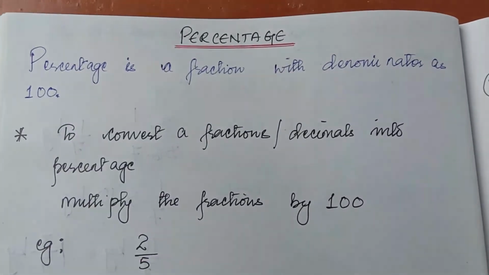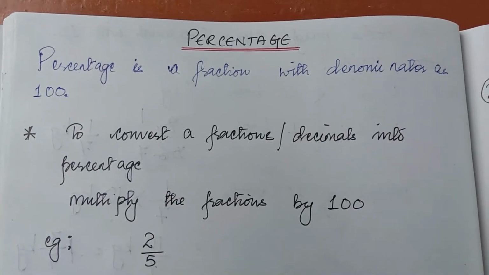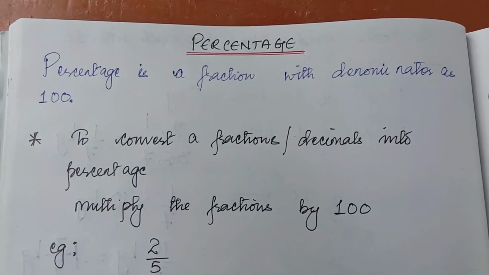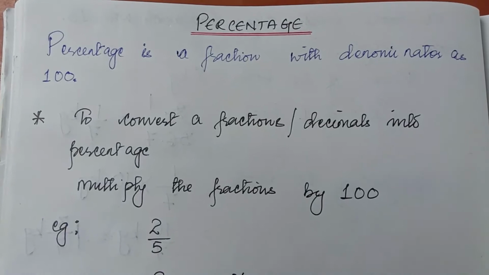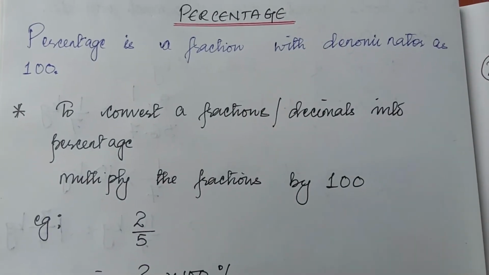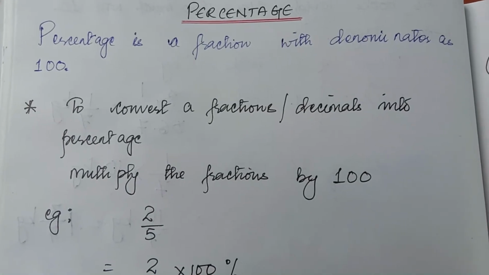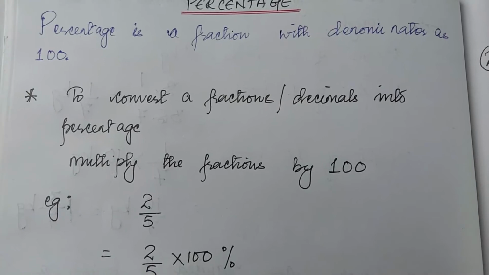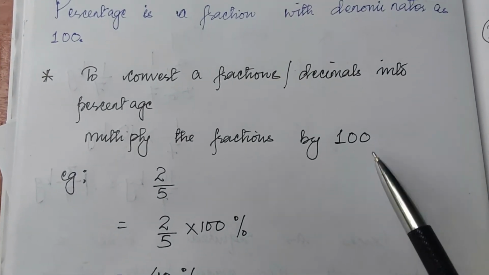Now next exercise is based on percentage. So here you will learn how to give percentage and how to remove the percentage. So first is to convert a fraction or decimal into percentage. If a fraction is given or a decimal number is given, then how will you convert those fractions or decimals into percentage? For that we have to multiply the given fraction or the decimal numbers by 100.